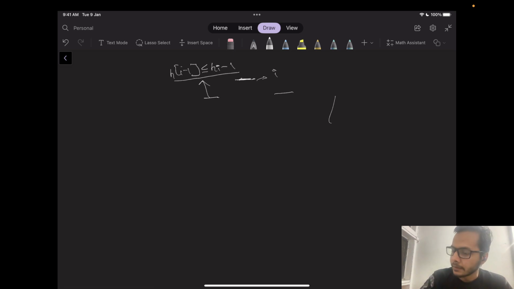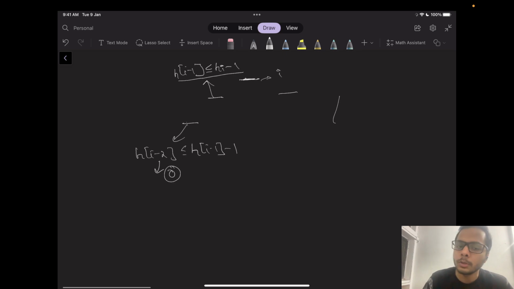Because this monster is time. Similarly, the health of the i minus 2th monster should be less than or equal to the health of the i minus 1th monster minus 1. Or it can be 0. If it is 0, then the monster is already dead. So it should be either 0 or less than or equal to this.